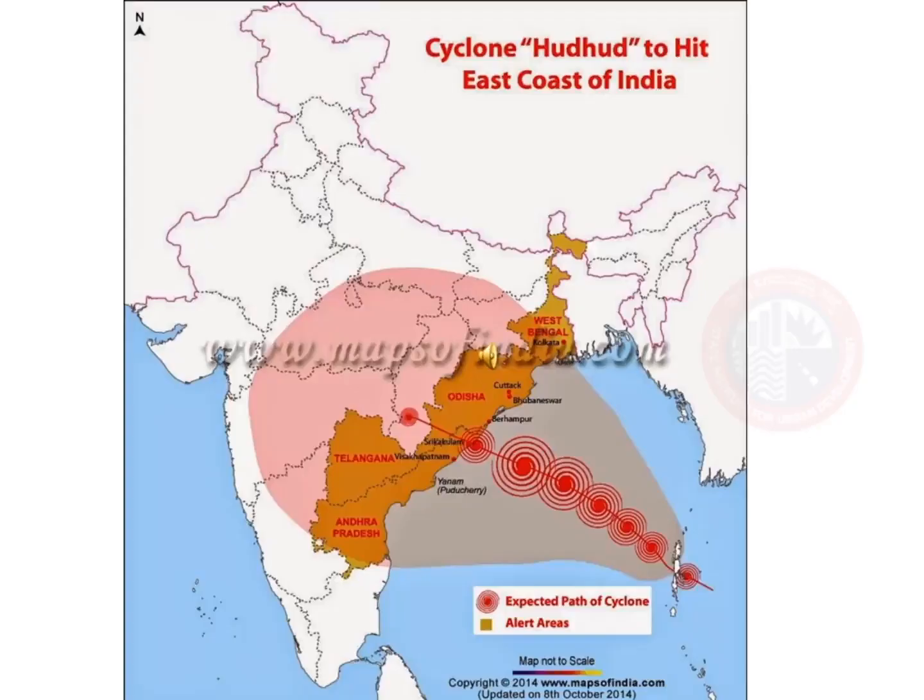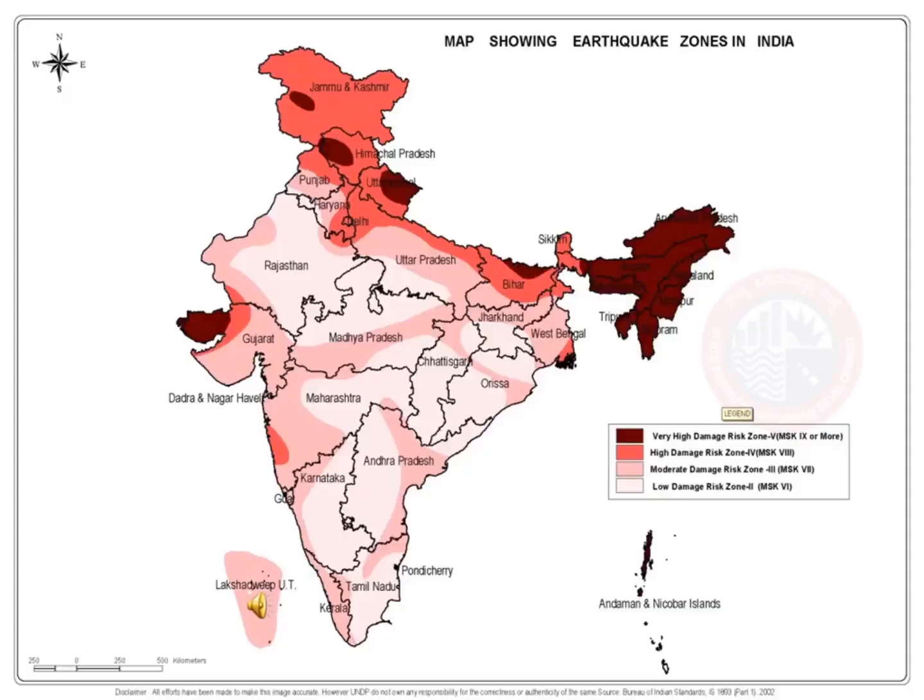This map shows the frequent occurrence of flood zones in India. This map shows the area affected by cyclone Hudhud on the east coast of India, with the expected path of the cyclone along with alert areas. Like that, a GIS map of frequent earthquake zones in India is shown.